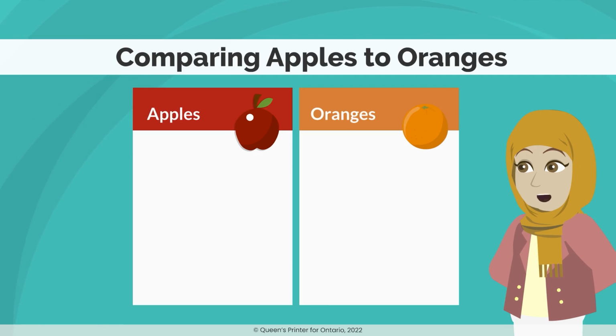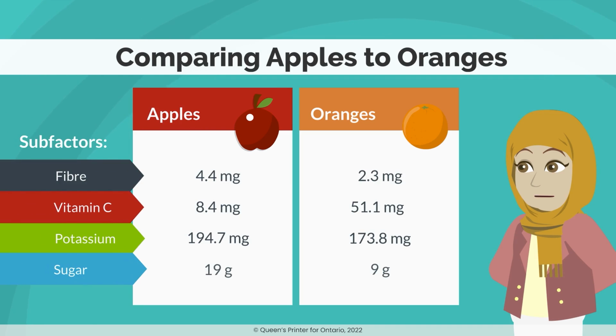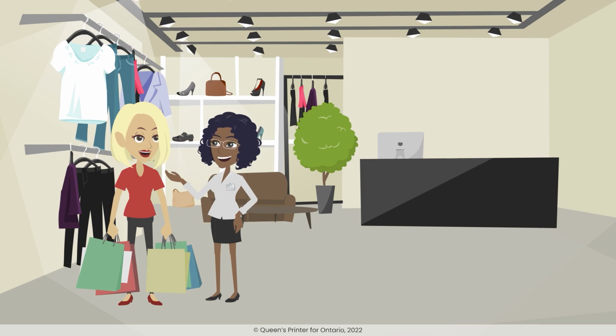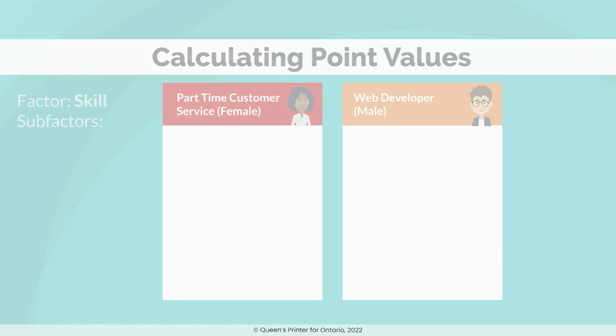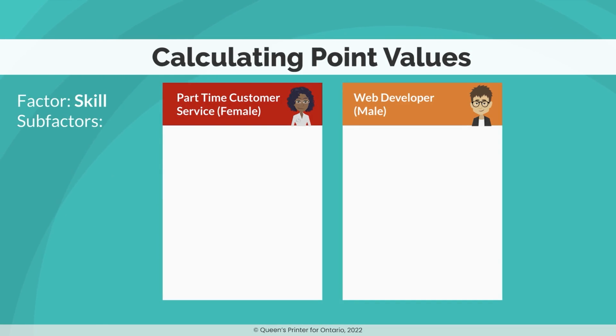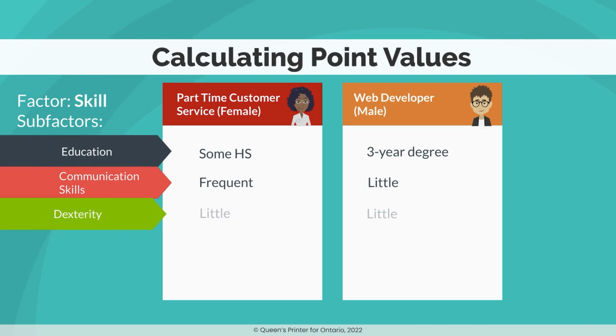But if you're interested in the full range of health benefits of eating raw fruit, you can compare them on the basis of neutral factors like fiber content, vitamin C, potassium, and sugar. Likewise, in the workplace, it is possible to compare jobs that are very different if we look at the elements they have in common. For example, we might instinctively think that education is a standard and neutral way to value jobs, but not all of our jobs require formal education. This is why it is important to consider other elements like communication skills and dexterity.